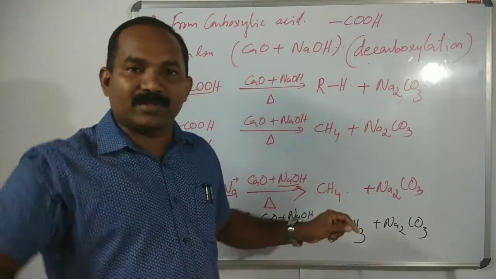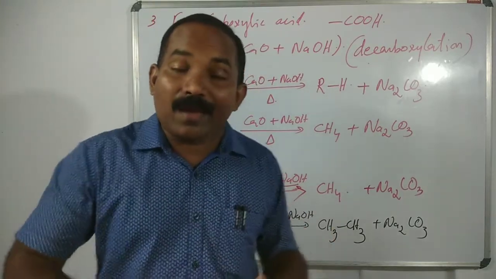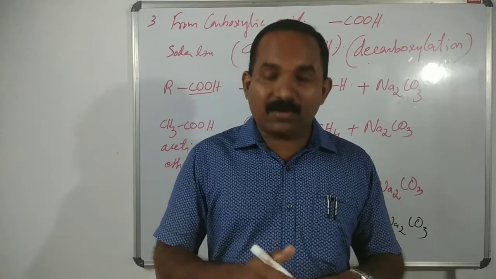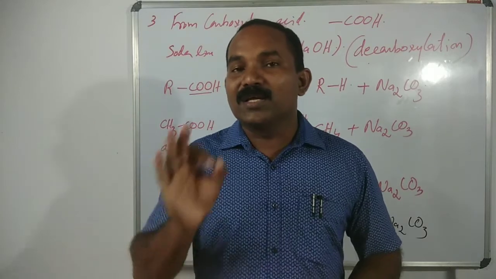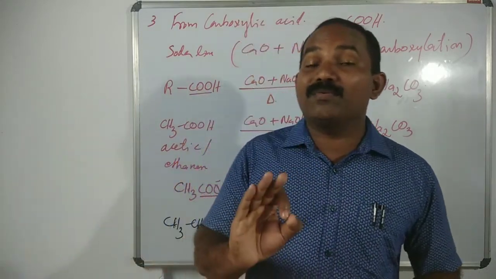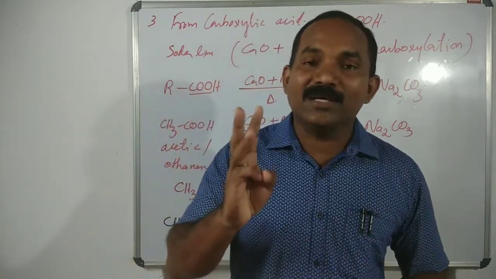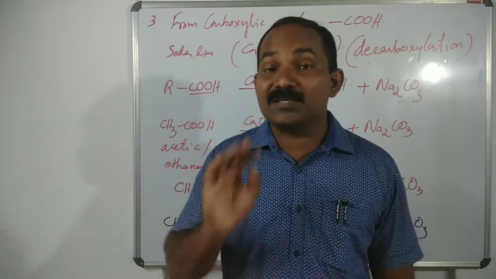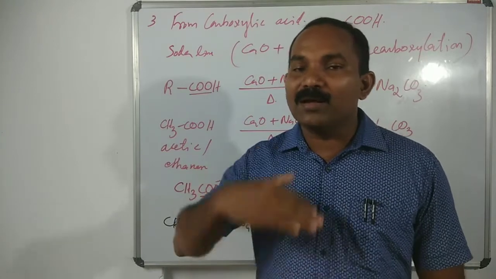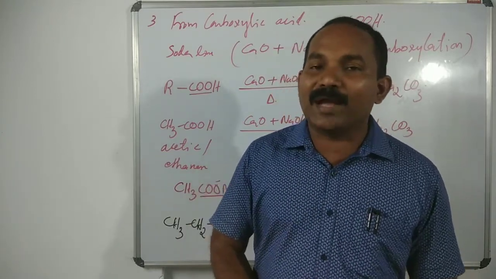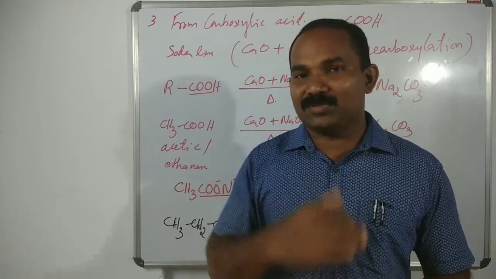So the decarboxylation method prepares methane, ethane, propane, any hydrocarbons. Any hydrocarbons can be prepared by the decarboxylation method. In Wurtz reaction, you remember, the hydrocarbon with an even number of carbon atoms is the product. Methane and hydrocarbons with an odd number of carbon atoms cannot be synthesized. That is Wurtz reaction. Here we can prepare even number hydrocarbons and odd number hydrocarbons. That is a merit of the decarboxylation reaction.